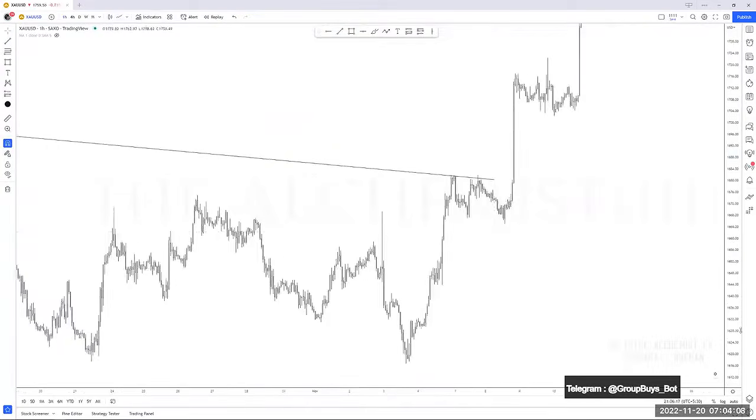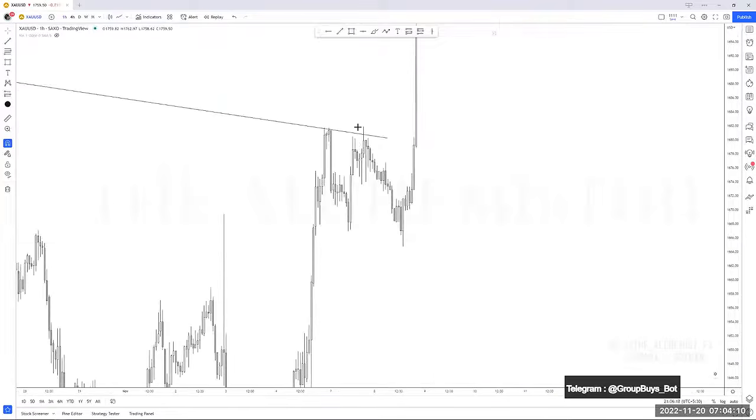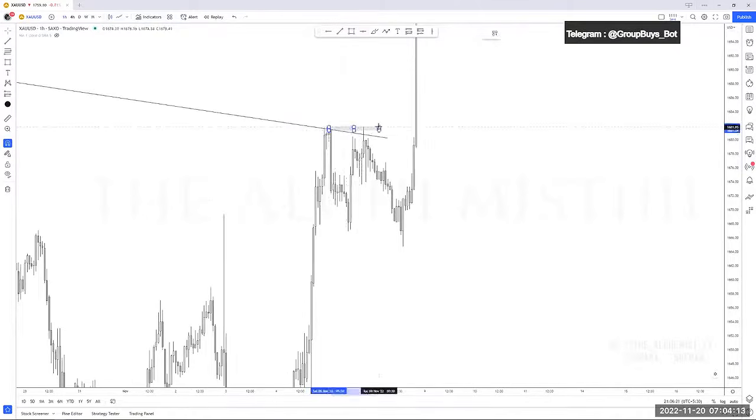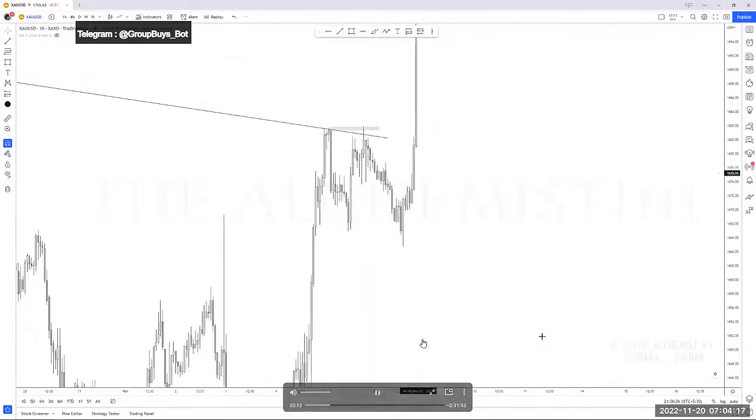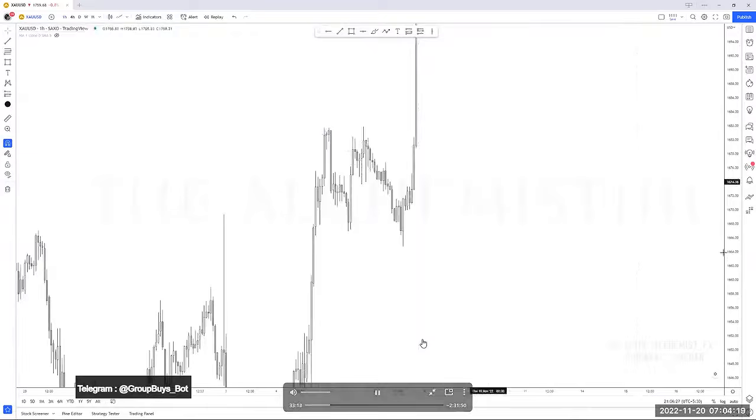So what happens? Taps, starts to drop. Also, that line is in line with the resistance. It's a line chart, so you'll see it very clearly. So what happens? Taps, then it starts to drop. So that was that day.